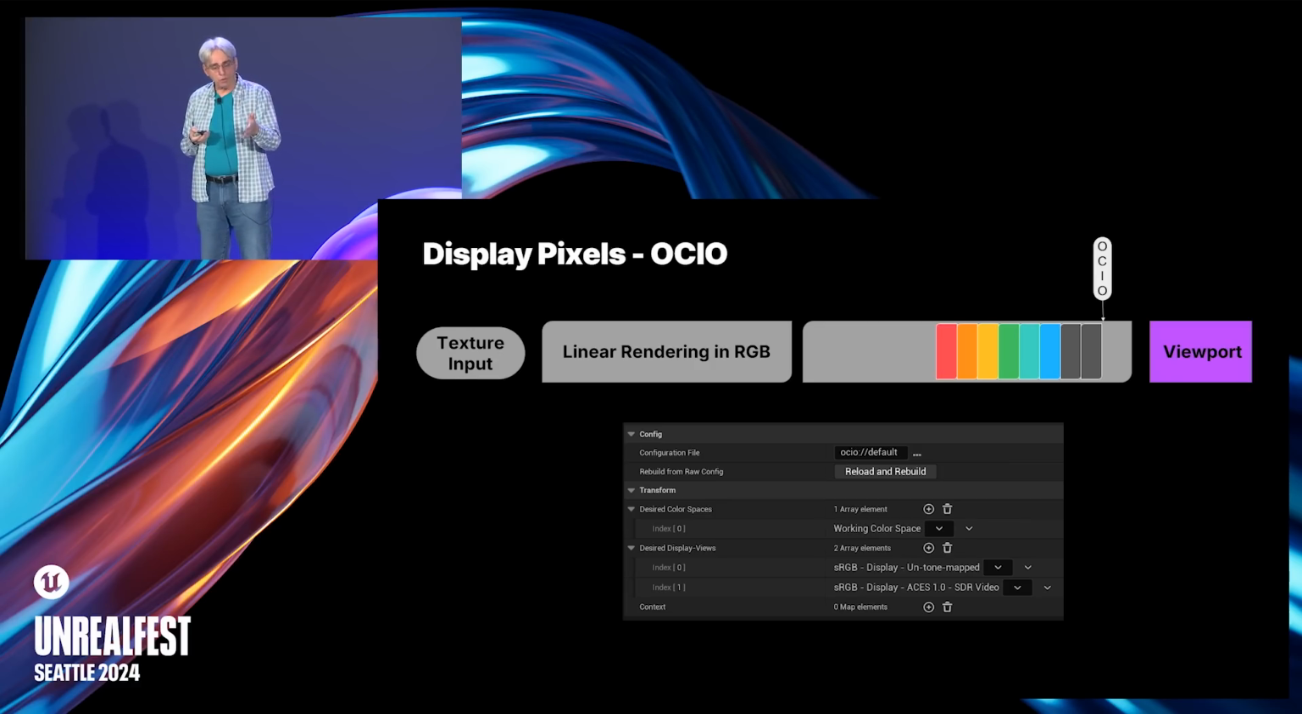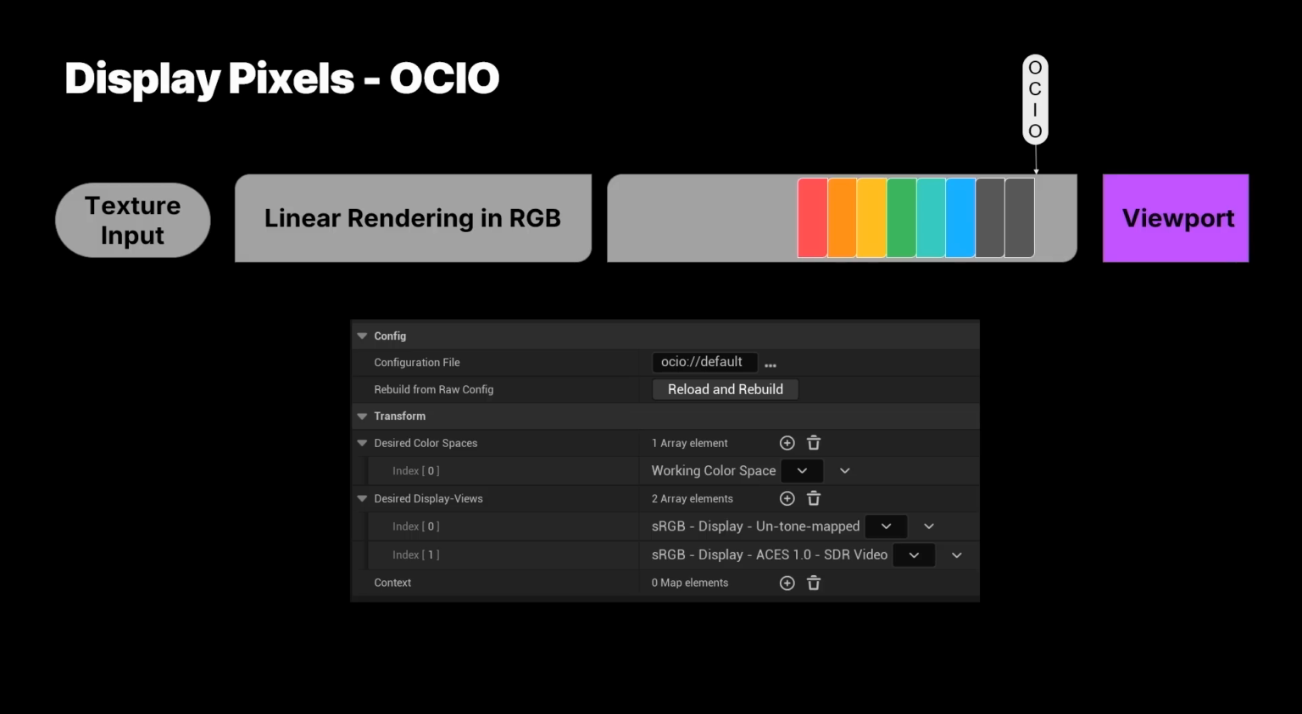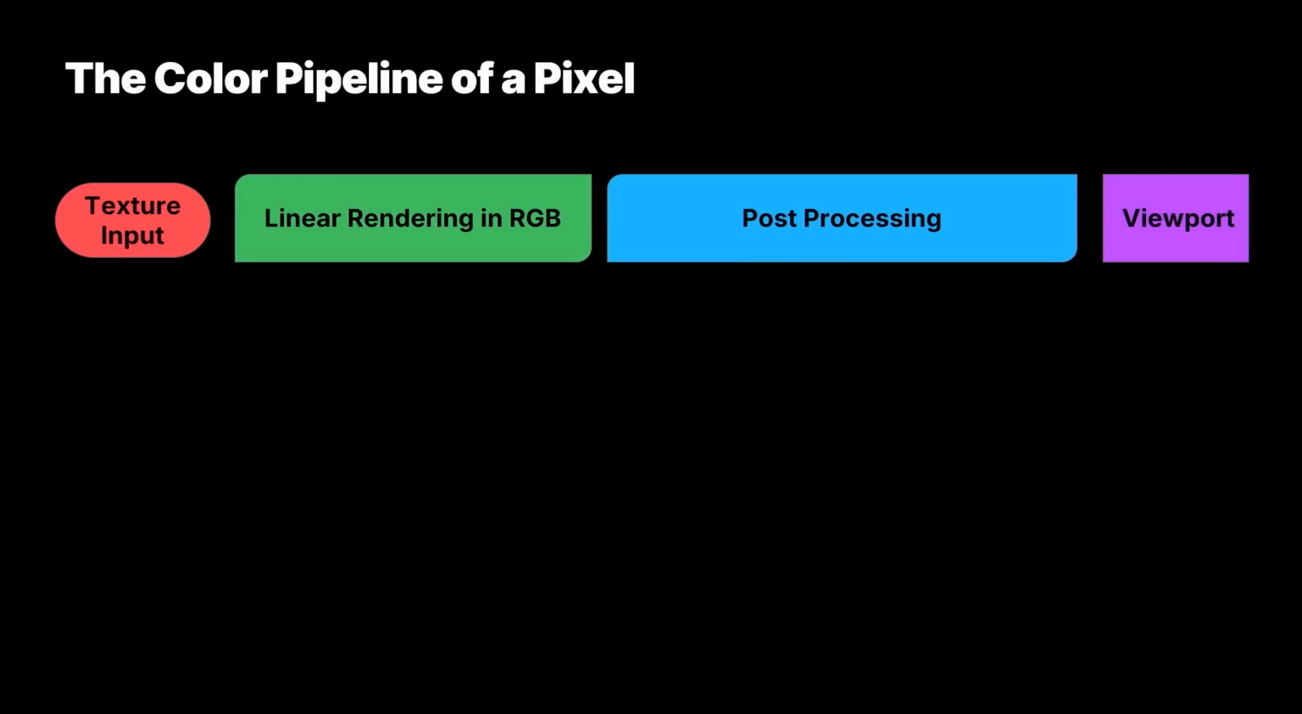And then if you use that same config for writing out an EXR linearly out of Unreal, and then using that config in Nuke, then you should get the same result that you would have seen in your viewport, which is super handy. And so we did it. We went all the way from texture input to viewport. We got to the end.